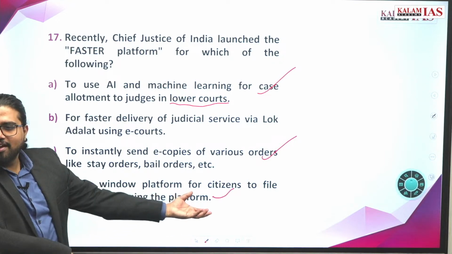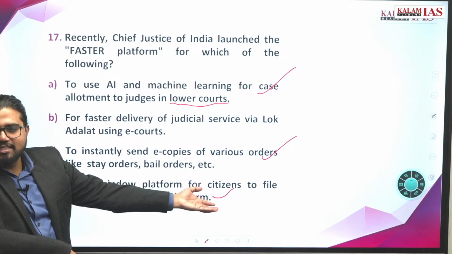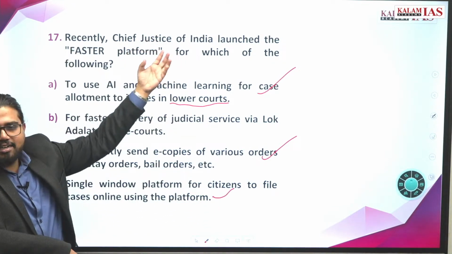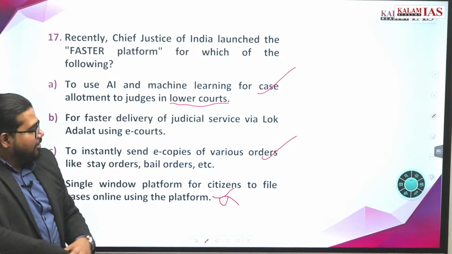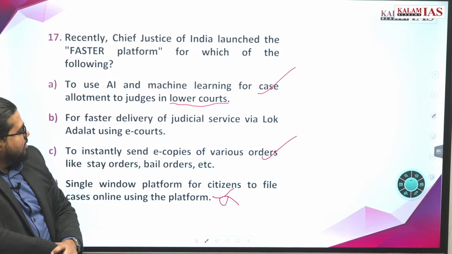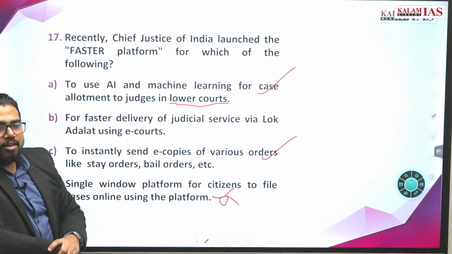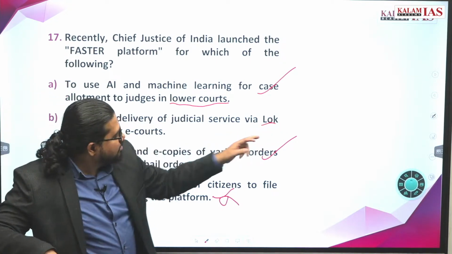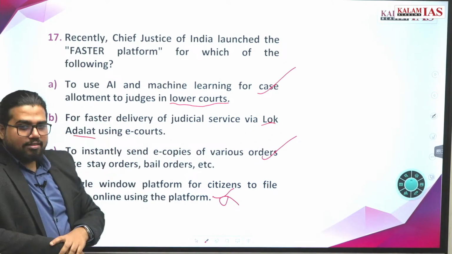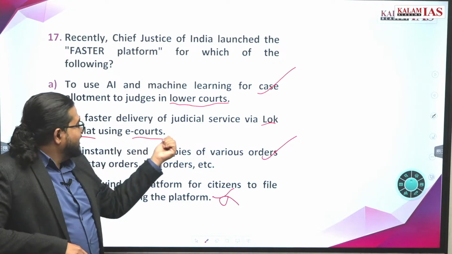It is already online. Some website is already there. If a platform was recently released, it cannot be this. So we can eliminate this also. Now we are left with B and C. Now how to get out of this? Lok Adalat, e-courts. Why is it not?